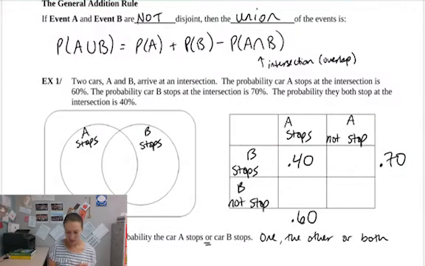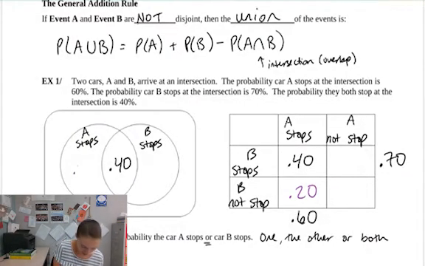Now, at this point, I can finish my table. I could also put the 40% here and figure out the rest of my Venn diagram as well. I like using different colors here. If A stops and B stops 40% of the time, then A stops 20% of the time that B doesn't stop, so that it all adds to 60%. So that's going to be this part of our Venn diagram.